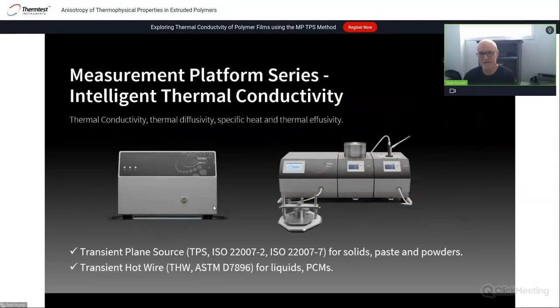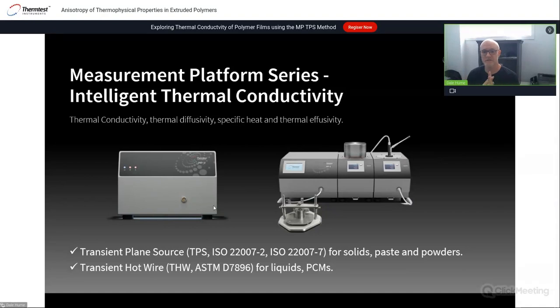So the measurement platform series is basically a broad range, after almost 20 years of measuring thermophysical properties, thermal conductivity, thermal diffusivities, and specific heat. Our concept and how we approach measurements and required instrumentation is really around primary design, primary purpose, meaning a sensor or method is specifically designed for that application. So we've broken those down into 2 central areas: transient plane source for solids, pastes, and powders, transient hot wire for liquids, and additionally phase change materials.